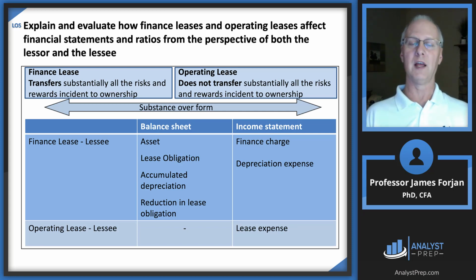But if this is a finance lease, oh boy, it changes dramatically. Then stuff starts to happen as if we owned the asset. It substantially transfers the risks and rewards of ownership to the lessee. So you report it on the balance sheet as an asset. You report it on the balance sheet on the right-hand side as an obligation. So you get the accumulated depreciation, and then you reduce the lease obligation. There's a depreciation expense, of course, and then there's an interest expense or a finance charge.